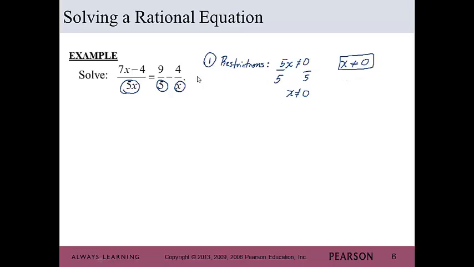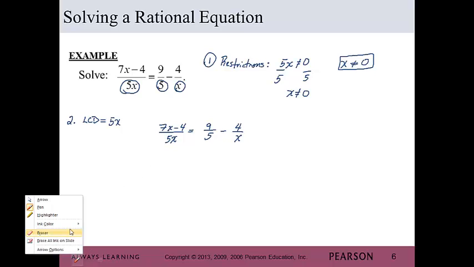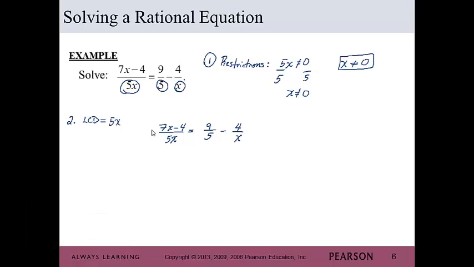So that's step 1. Now step 2 is to multiply every term by the LCD. Now take a moment, figure out the LCD, and hopefully you come up with it being 5x. So the LCD is 5x, so I'm going to multiply everything by 5x. Remember, when you multiply by the LCD, you are clearing out the denominators. So make sure you are simplifying before you start multiplying across. So we're going to multiply every term by 5x.